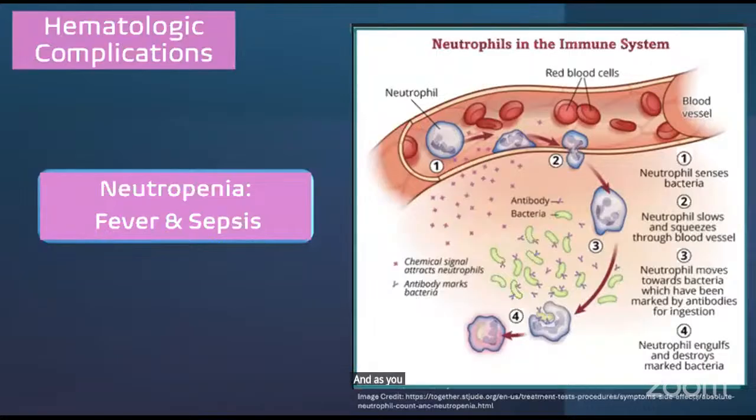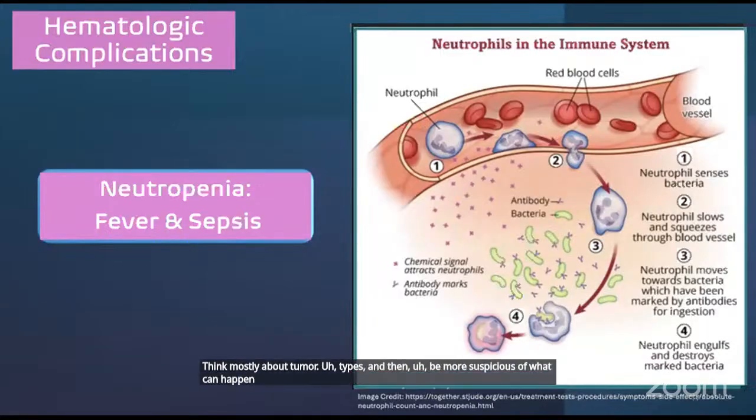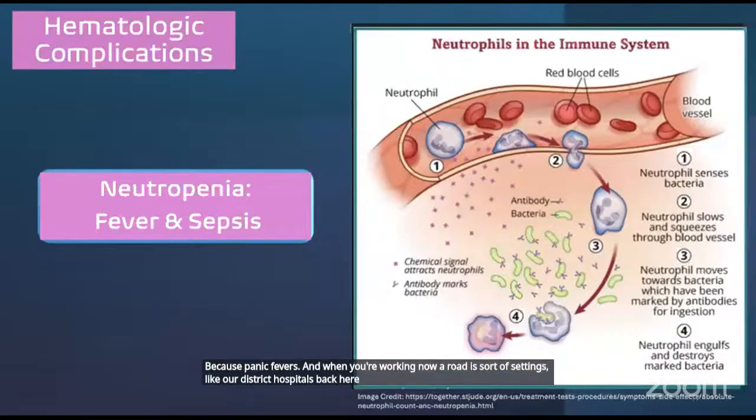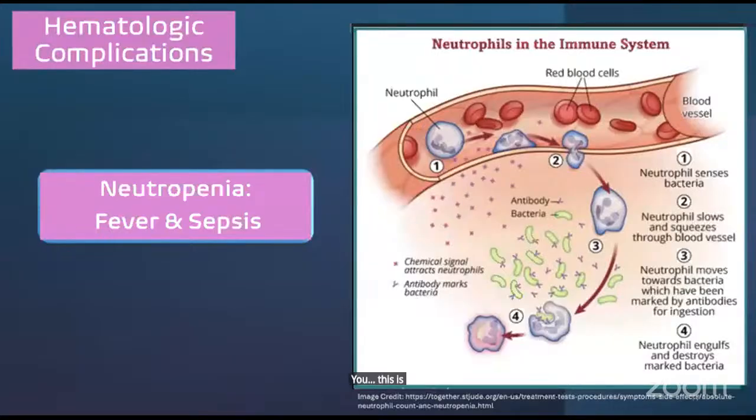And as you can see, when you have acute leukemia patients, 85 to 95% are going to have fevers. So with all these cancer patients, we need to think mostly about tumor types and be more suspicious of what can happen with these neutropenic fevers. And when you're working in low resource settings like our district hospitals here in Rwanda, this is a diagnosis of exclusion. You need to exclude the other things that can lead to infection. But again, keep in mind that sometimes classifying the tumor may be difficult.